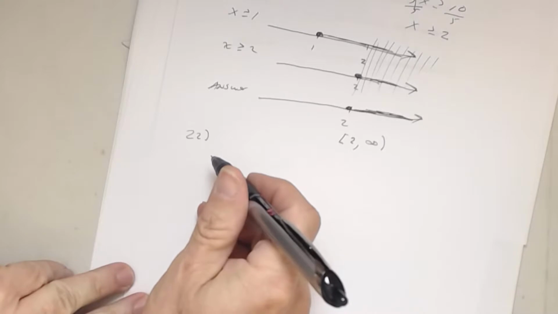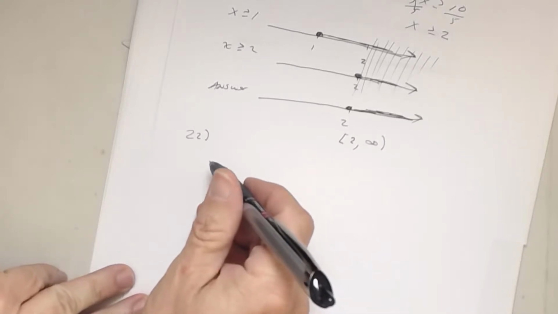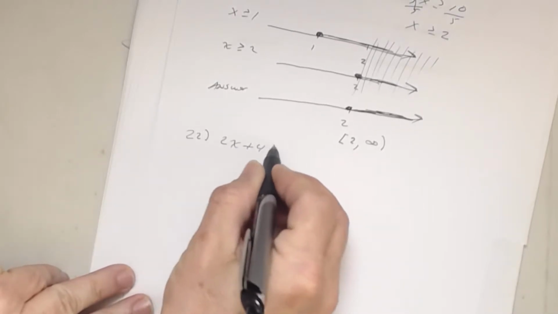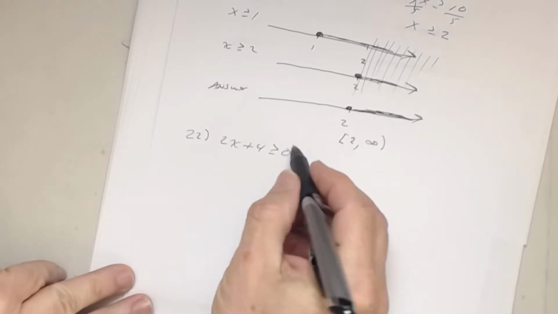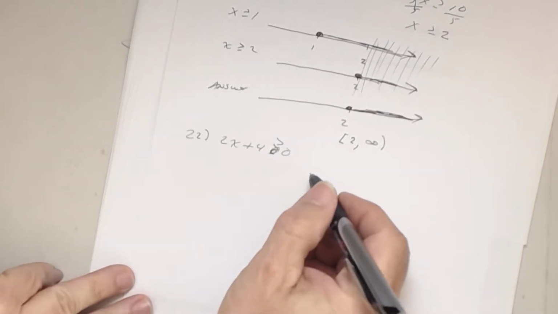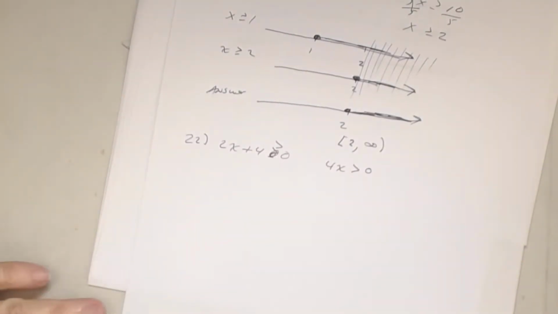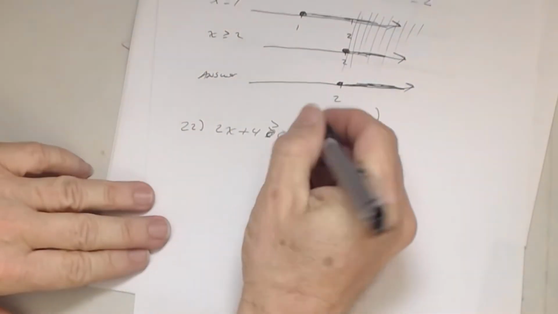Okay, so in 22, you have 2x plus 4 is greater than 0, and it's an and statement, and 4x is greater than 0. So first of all, is x by itself in either case? No, so you've got to solve each inequality individually. So how are you going to solve this one?